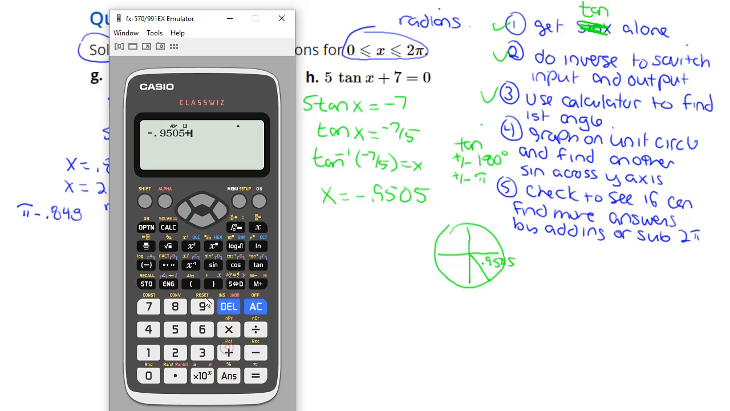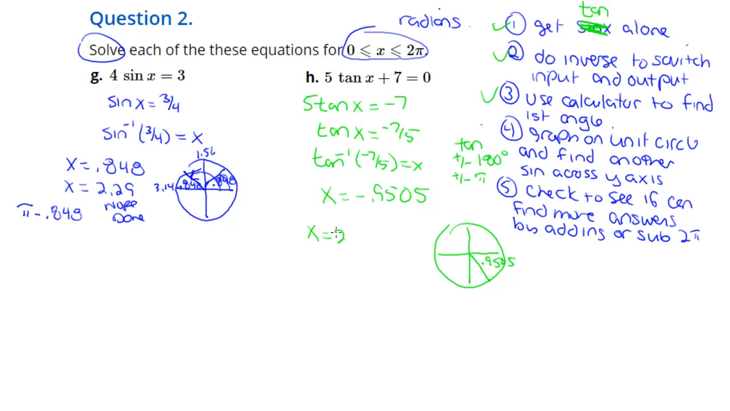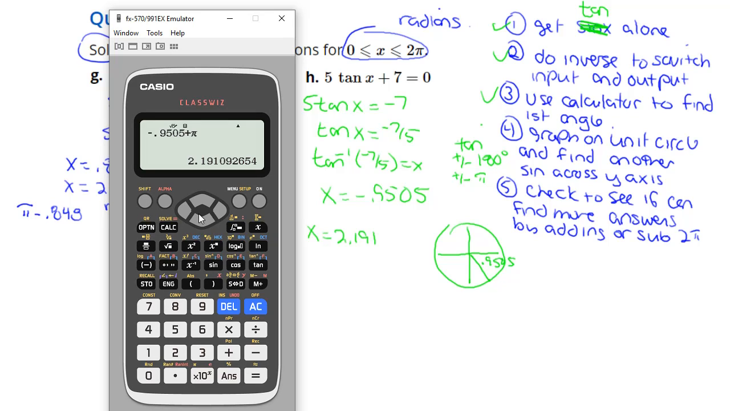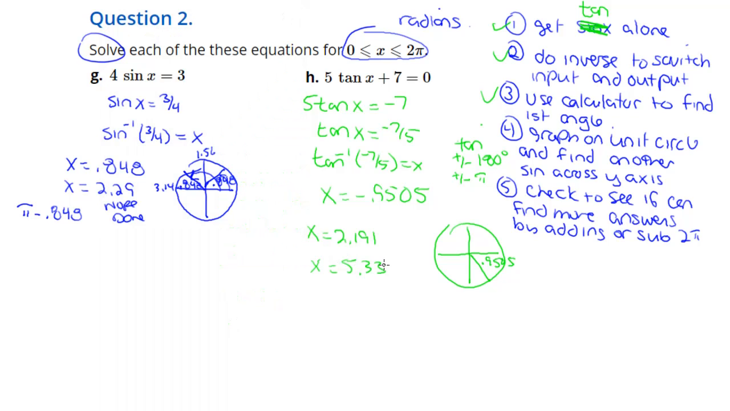So negative 0.9505 plus pi is 2.191. And then I write that down. And then I add pi again. And when I do that, I get the answer 5.33. And clearly, if I add another 3.14, that's going to put me over 2 pi, which is 6.28. And so these are my only answers, and I'm done.